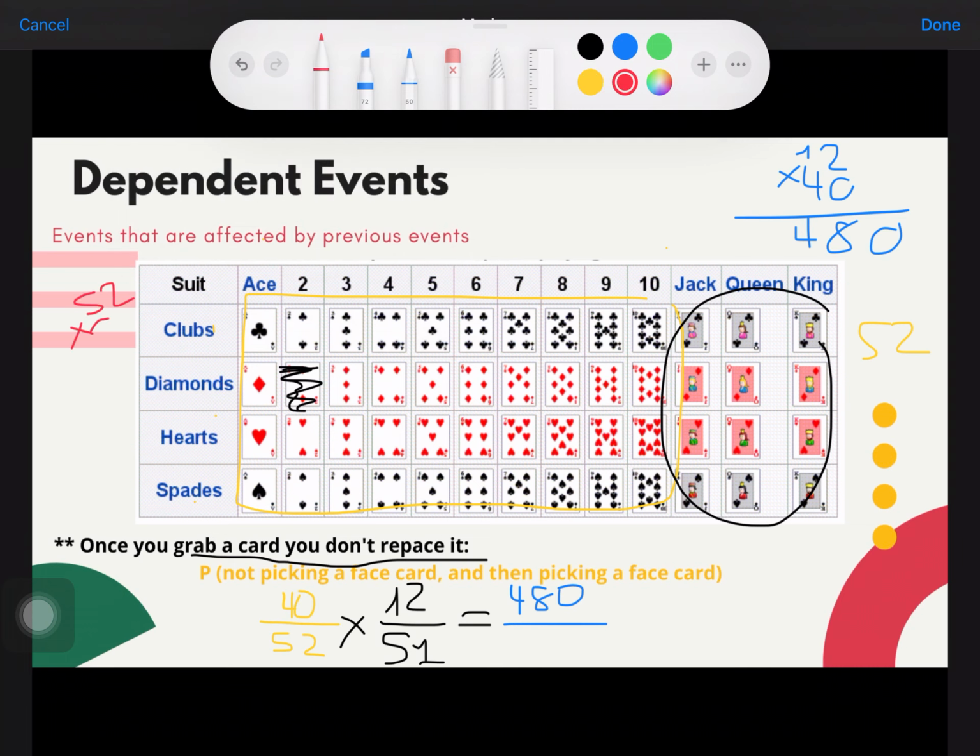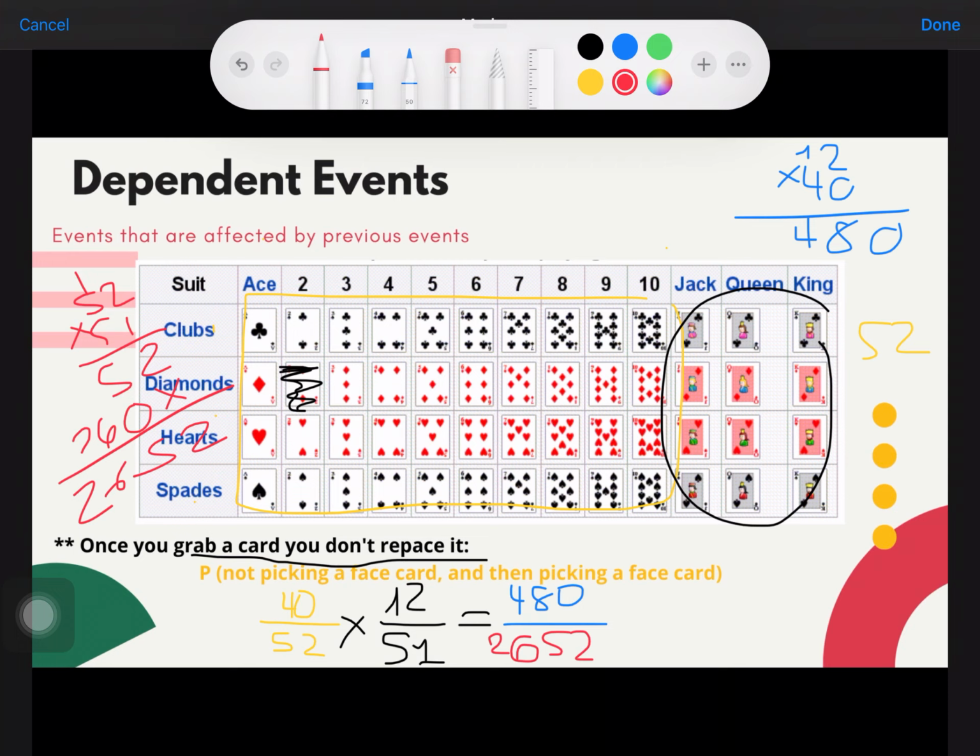And then I'm going to multiply 52 times 51, which is 2, and 5 is the space. 5 times 2 is 10. 5 times 5 is 25. Plus 1 is 26. I just add them, and that is 2,652, and that is your probability of getting them.